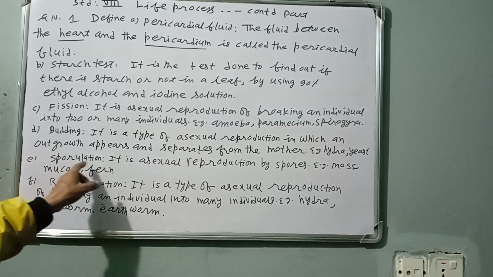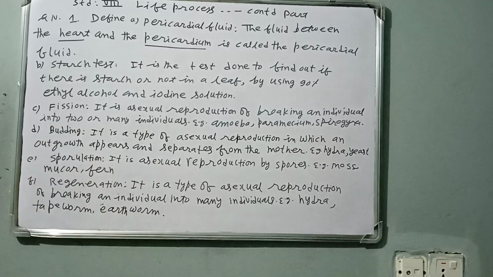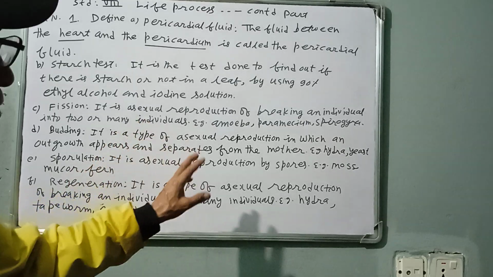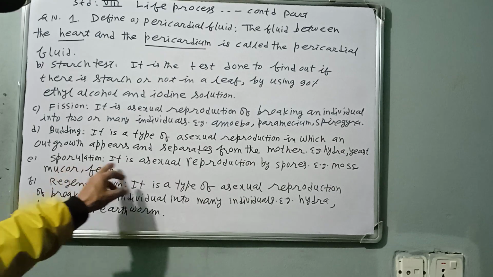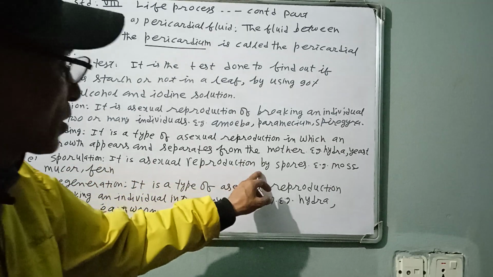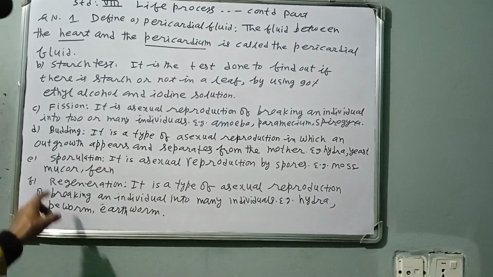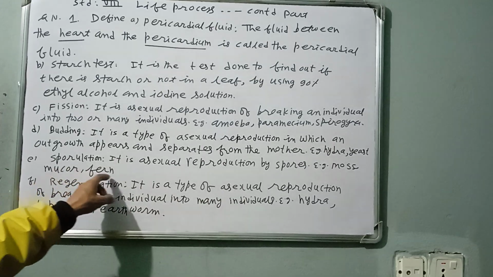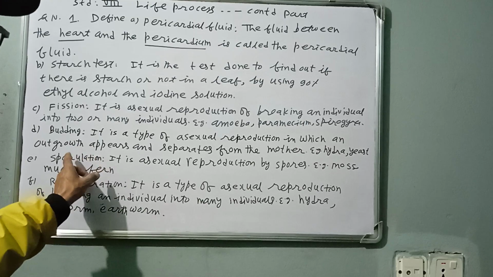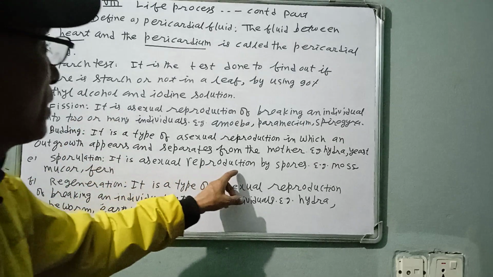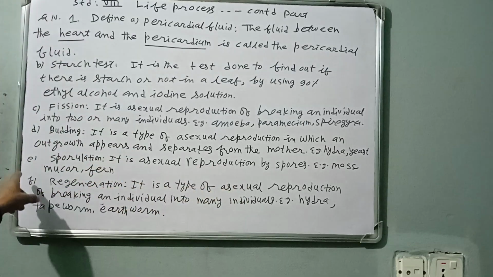E. Sporulation. You know spores? What do you know spores and gametes? Spores are generally found in leaves. It is asexual reproduction by spores which are found in leaves. Example, moss, mucor, fern.